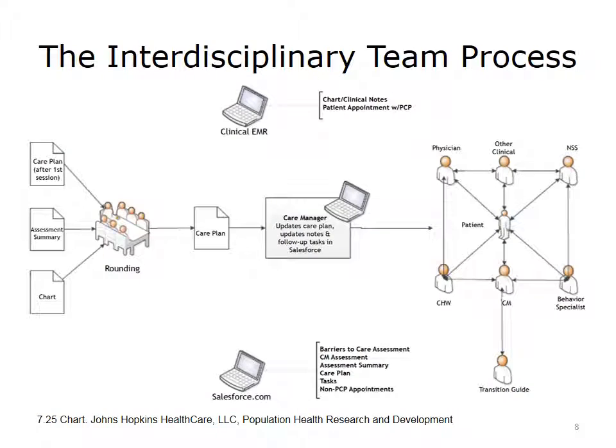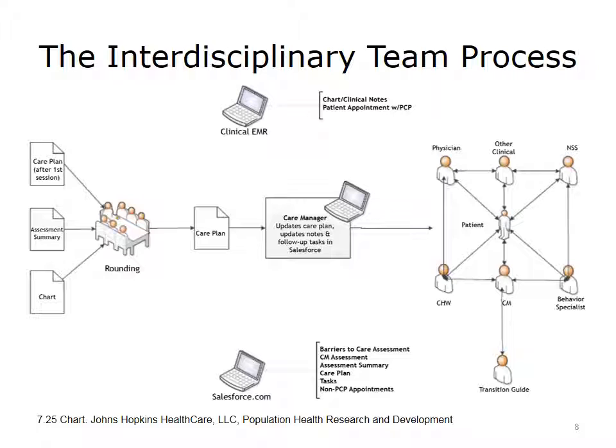Now, the interdisciplinary team process is important because when there's an assessment summary and a care plan, it's important for the team to do a process called rounding. So using these documents, the medical record, the assessment summary, the care plan, the team will sit down once a week with or without the patient. It's the patient's preference, and they'll talk about the care plan, what interventions should be included, and what goals are appropriate. The case manager will update the care plan on a laptop.